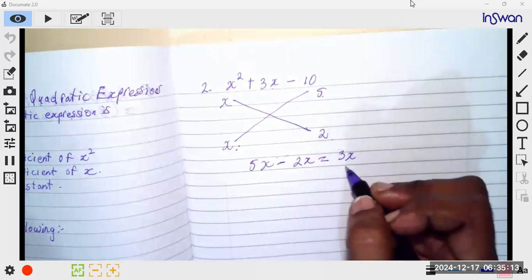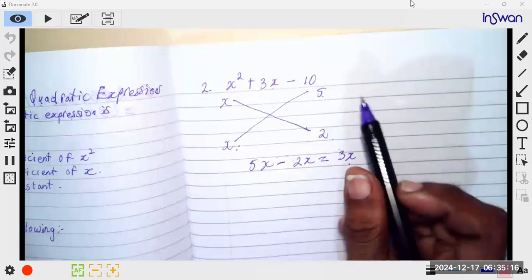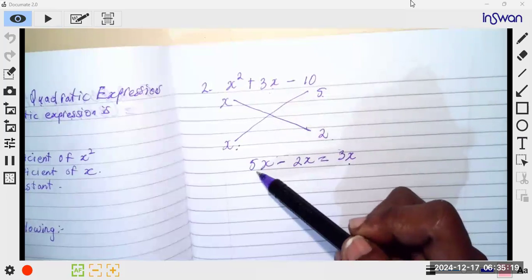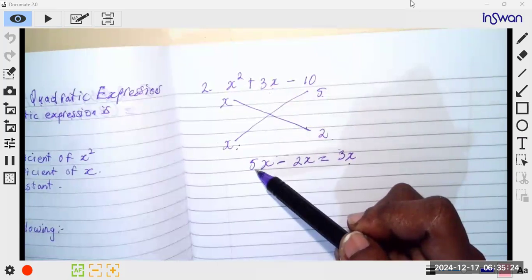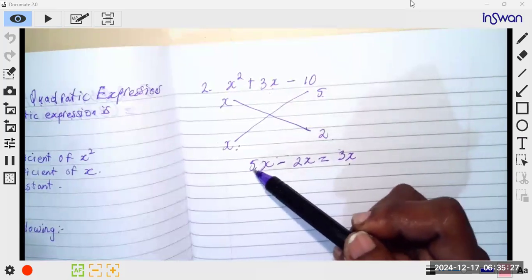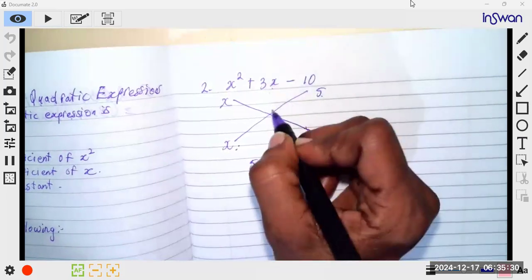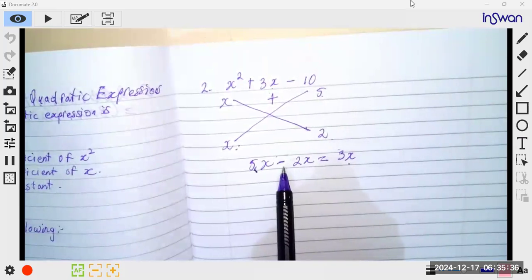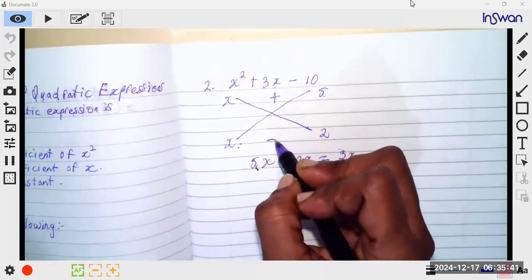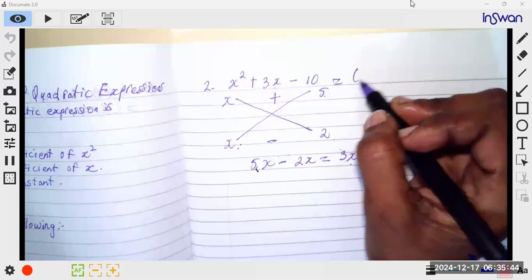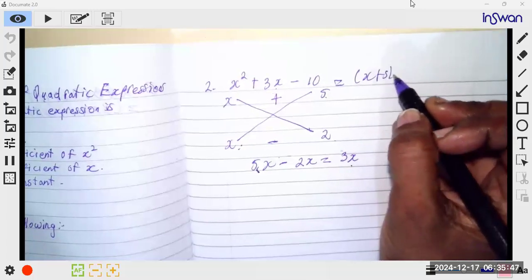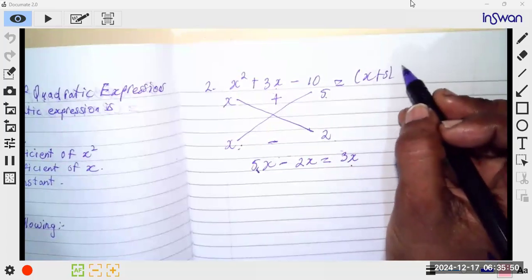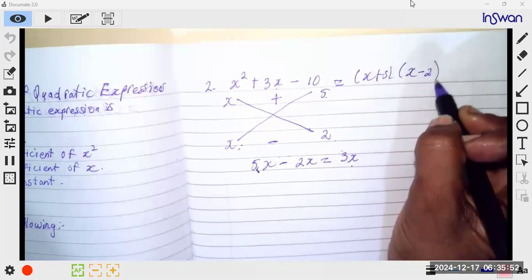So the 3x is positive. In front of this 5, is it positive or negative? Positive. In front of this 2, what sign is in front of it? Negative. And that's how you get your answer: x plus 5 by x minus 2.